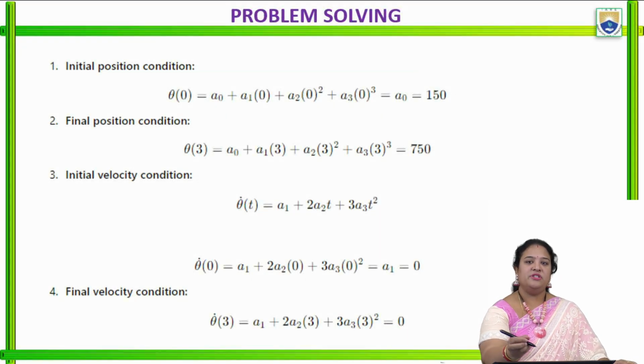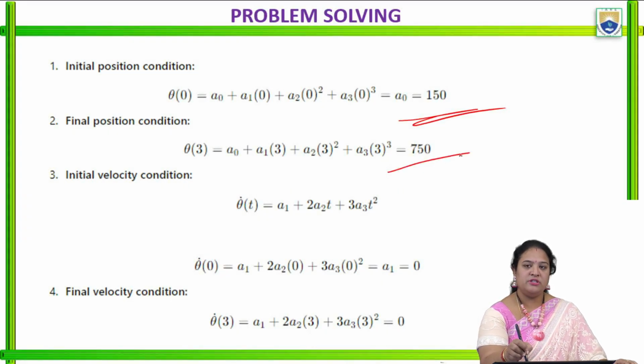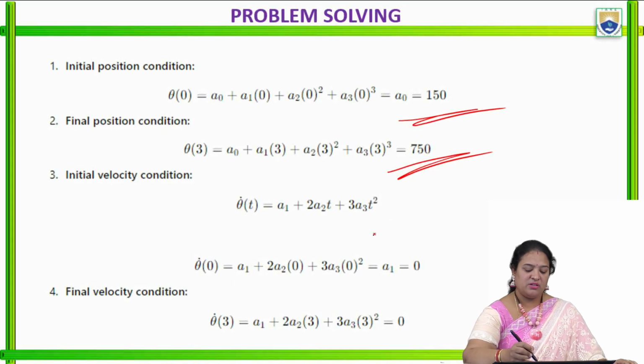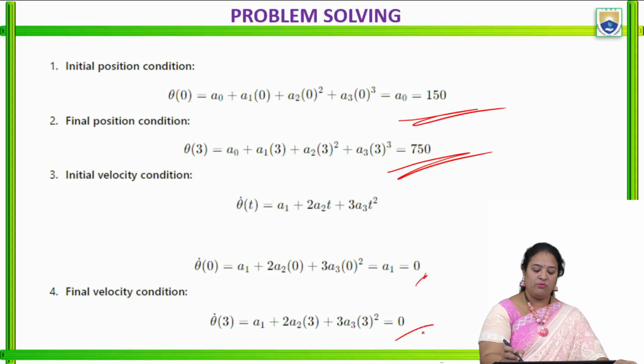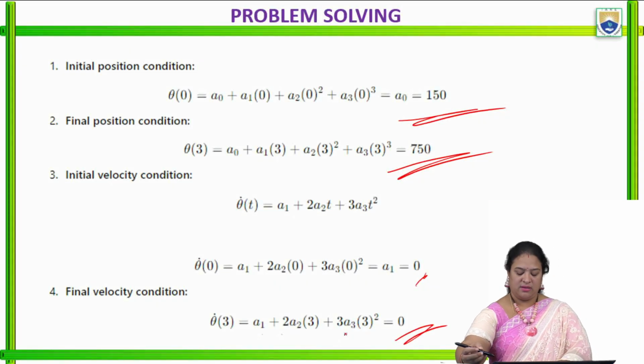Now in the initial position, what is the value? Theta of 0 is equal to a0 plus a1 of 0 plus a2 of 0 square plus a3 of 0 cube is equal to 150. And at final position, it is equal to 750. So for velocity, theta dot of t is equal to a1 plus 2a2 t plus 3a3 t square, where we are getting it as 0 at the start. The final velocity is a1 plus 2a2 of 3 plus 3a3 of 3 square is equal to 0.